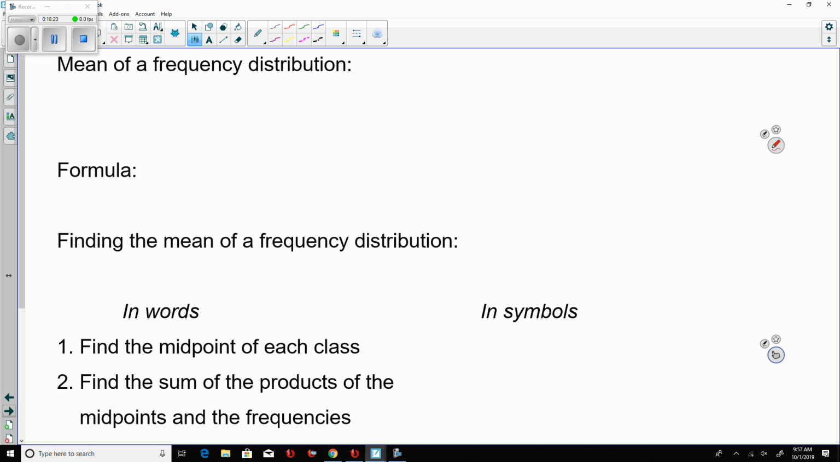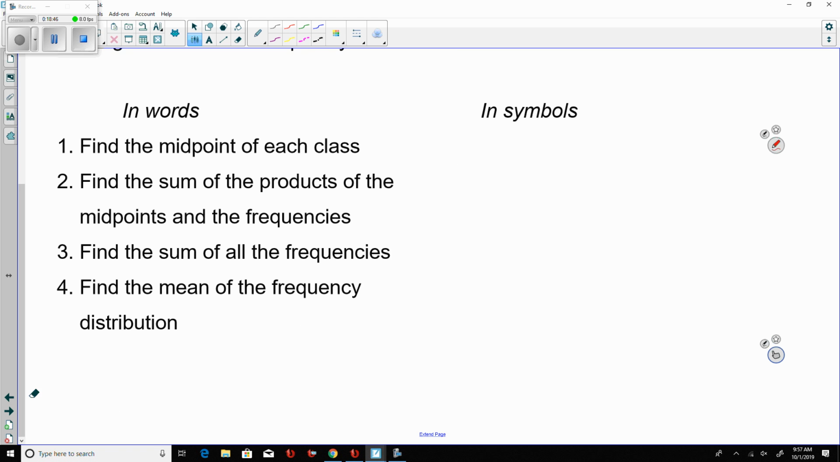All right, find the midpoints of each class. There's your x: lower limit plus upper limit divided by 2. The sum of all the products, the summation of x times f. This is page 72 again. Sum of the frequencies, n equals the summation of f. And the mean of a frequency distribution, x bar, is the summation of x times f over n. So that's all stuff that you should have had completed. We did that in class yesterday, hopefully.